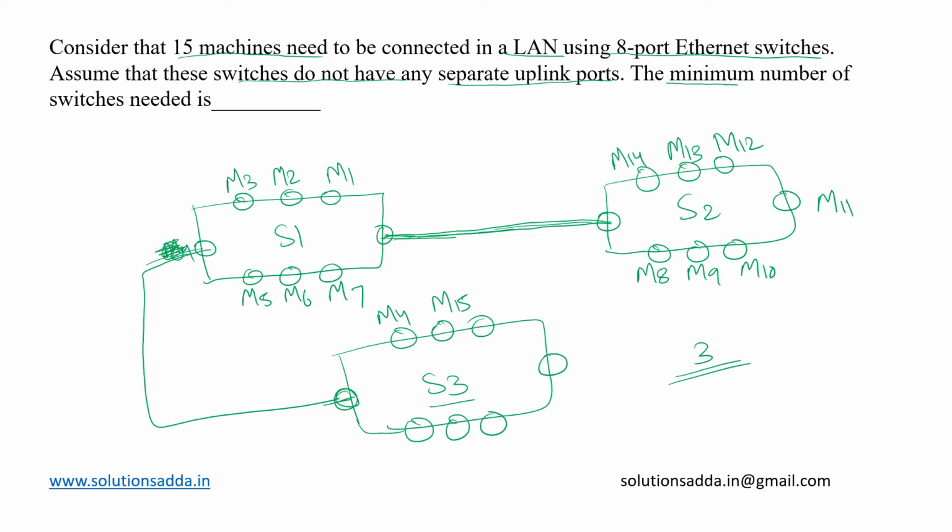Hence in this S1 we have configured 6 machines, here we have 7 machines, and over here we have just 2 of them, in total giving us 15 connections. So for this task we need to use a minimum of 3 switches having 8 ports each. So the answer is 3.